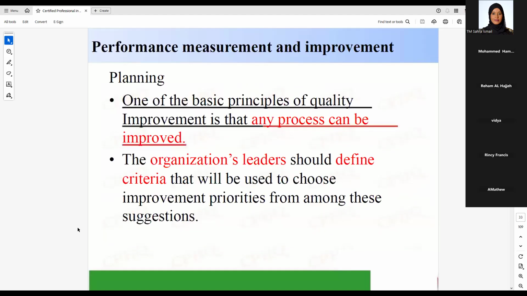Okay. There's one also. Okay. Now we talked about the different quality improvement methodologies. Sahra? Yes, please.